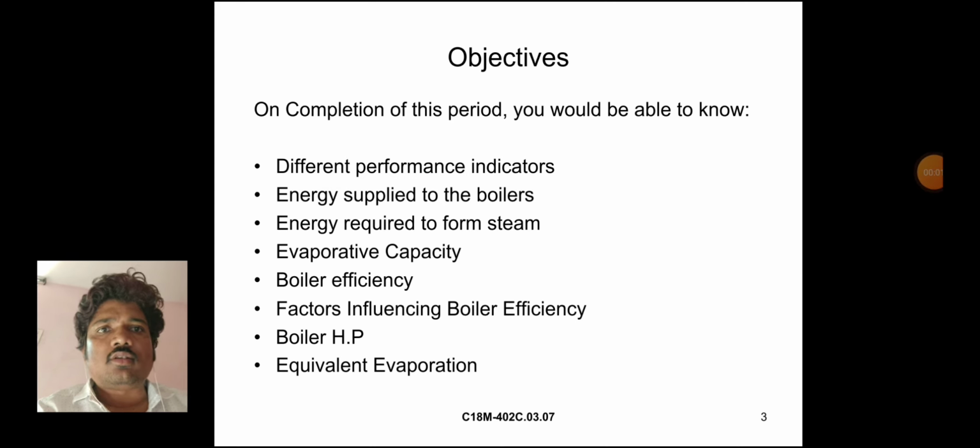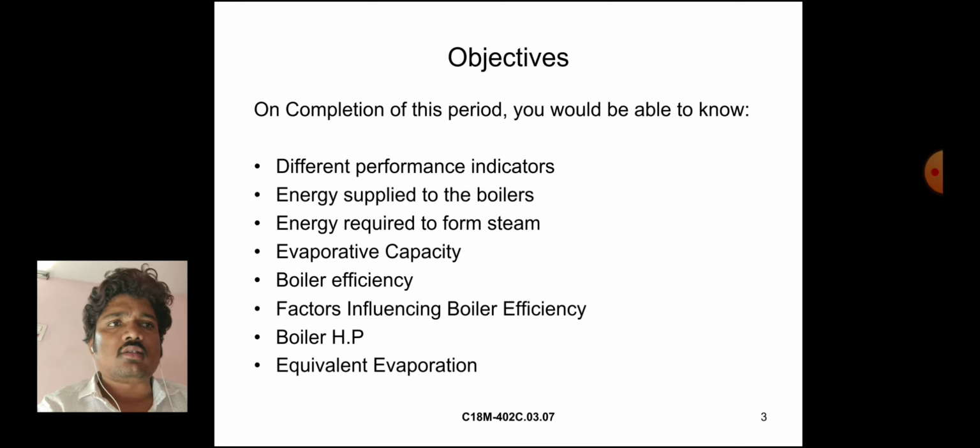Next we discuss the different performance indicators. Energy supplied to the boiler, energy required to form steam, evaporative capacity, boiler efficiency, factors influencing boiler efficiency, boiler HP, equivalent evaporation. This topic we discuss in today's class.